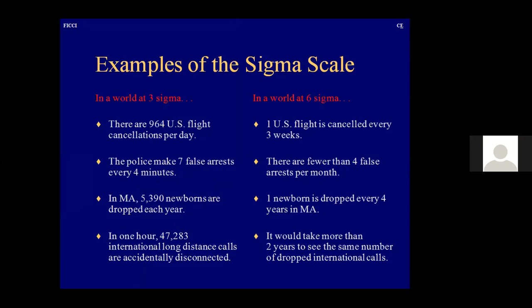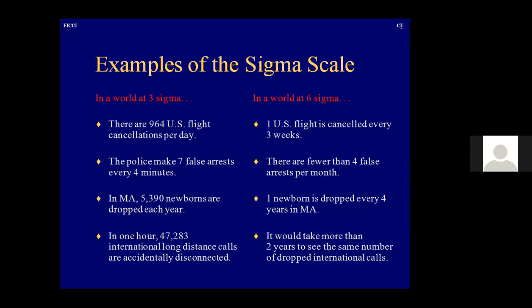So the examples of 6 sigma seem very interesting, comparing when the world works at 3 sigma level and when it works at 6 sigma level. In the US, there are 964 flight cancellations per day when the US aviation industry is working at 3 sigma level. When it would work at 6 sigma level, instead of per day, out of 3 weeks there would be only 1 US flight cancellation. This is just to emphasize the shift in quality. 964 flight cancellations per day changes to 1 cancellation in 3 weeks.